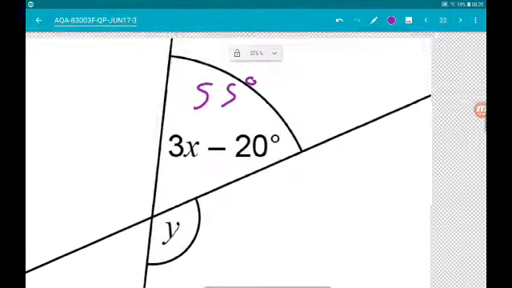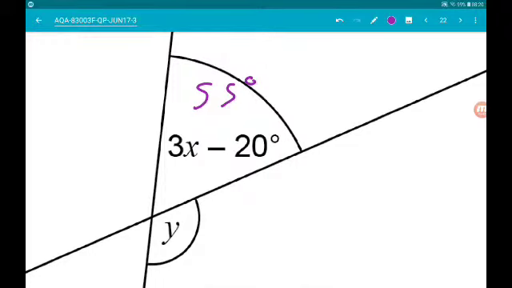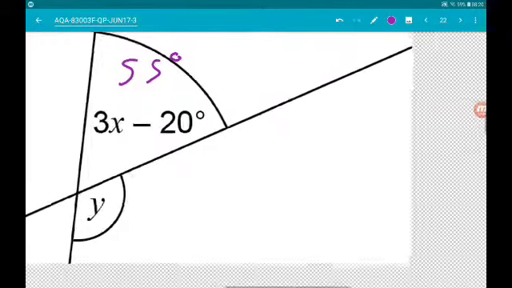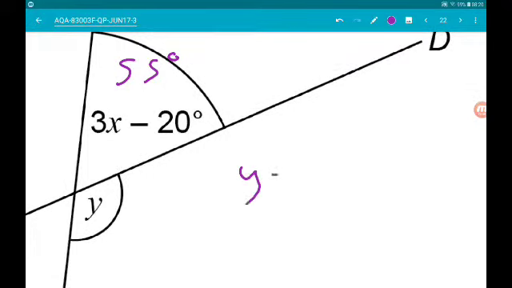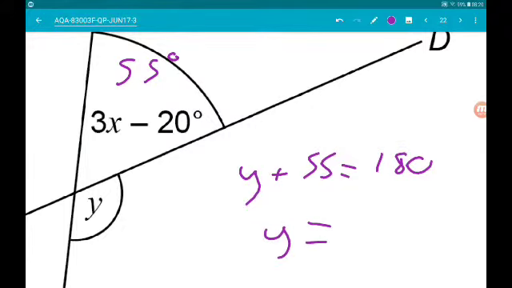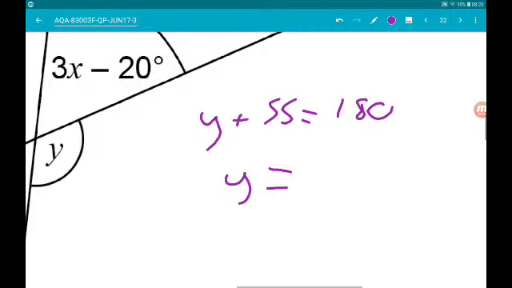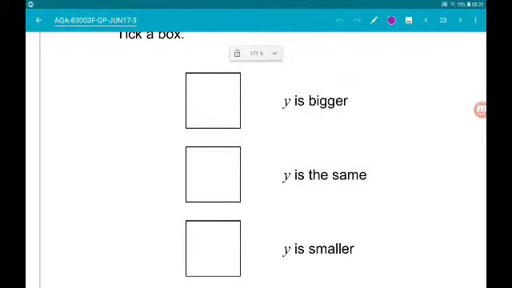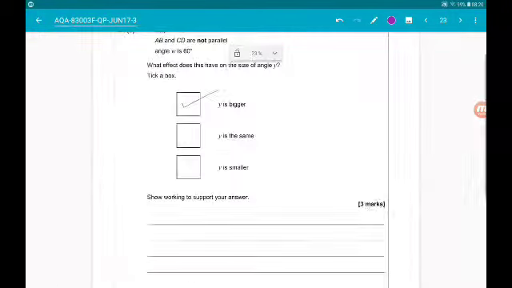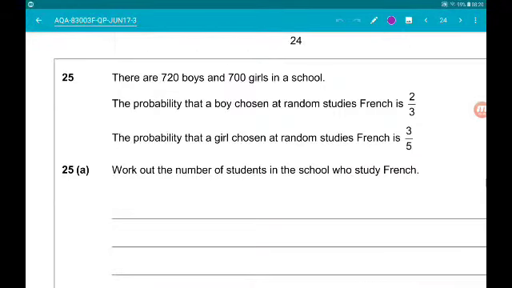Now again, y and this angle are on a straight line. So this time we know y add 55 is 180. So y is 180 minus 55, which is 125 degrees. So it's made y bigger. Cool. Okay, 25.